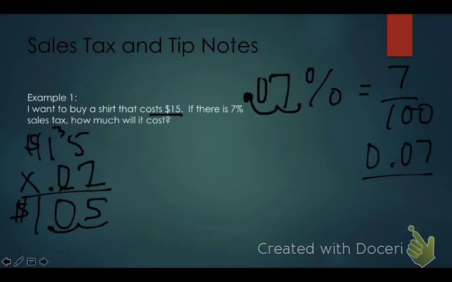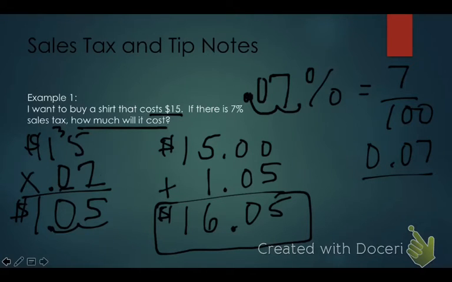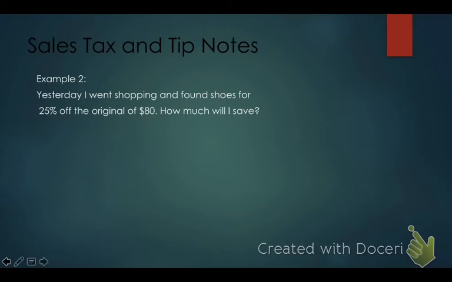But the question's asking me, how much will it cost? Alright, so I have to add $15. And remember, you have to add 2 zeros at the end of 15 to show dollars so that you can line your decimal point up. And my total cost, and I'm adding this by the way, is $16.05 for my shirt that I want to buy. Don't put a percent sign, this is money. So just $16.05. Alright? Okay, example number 2 coming right up.